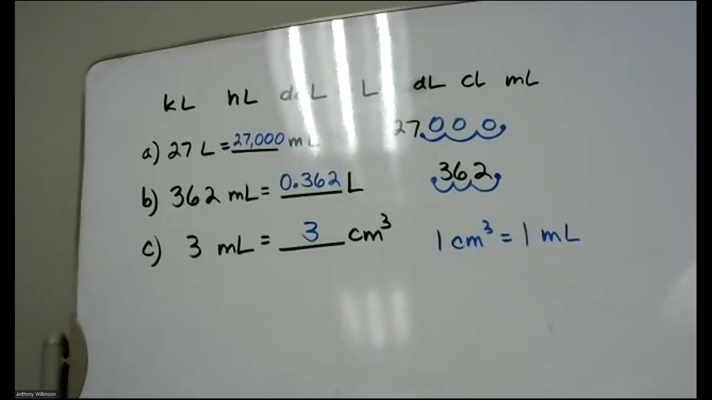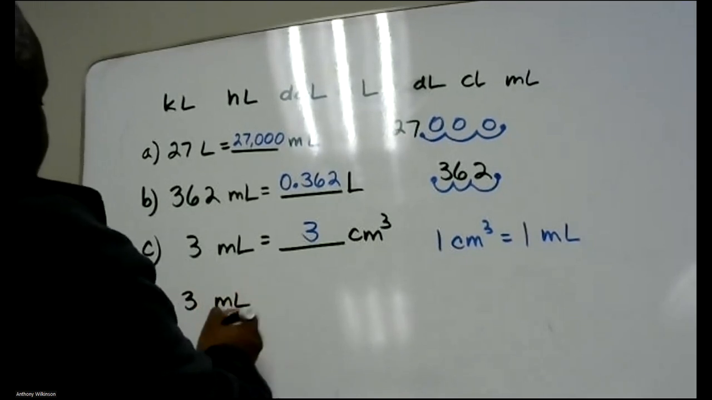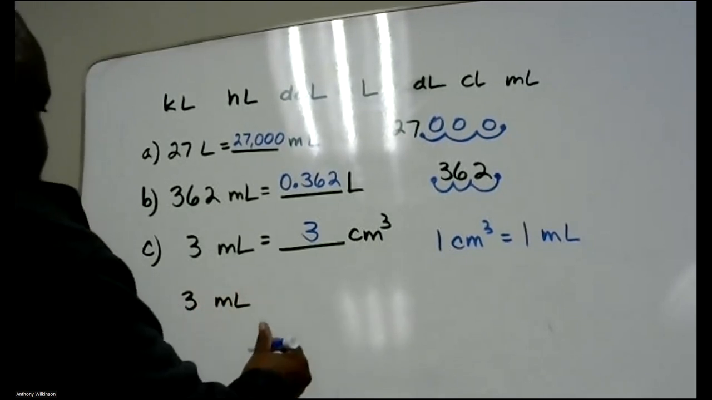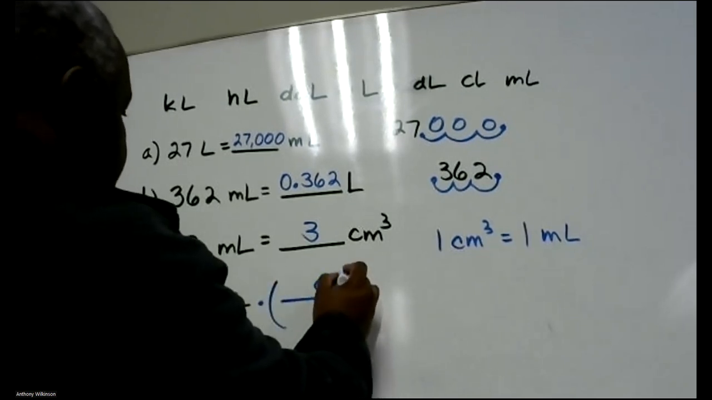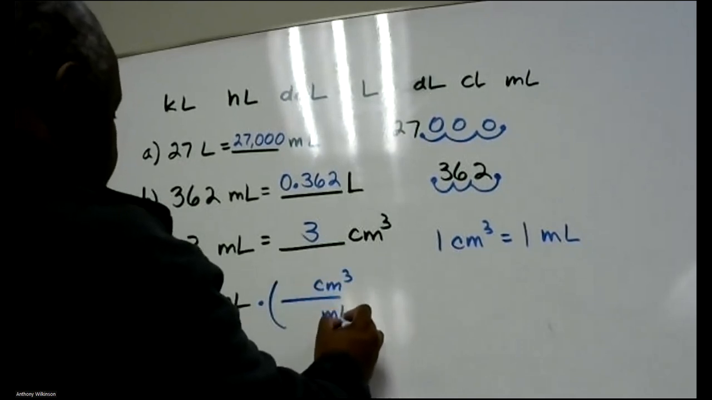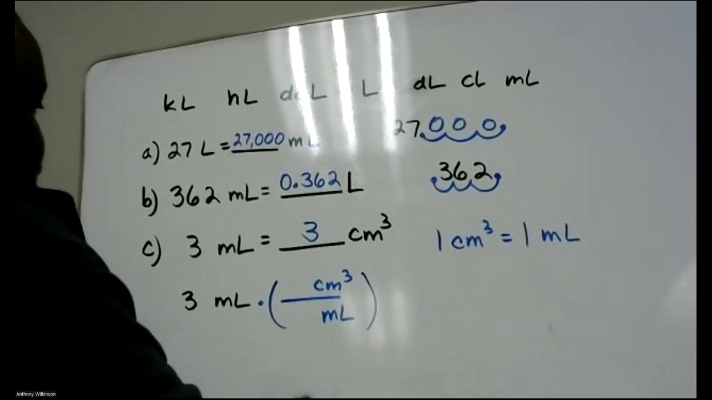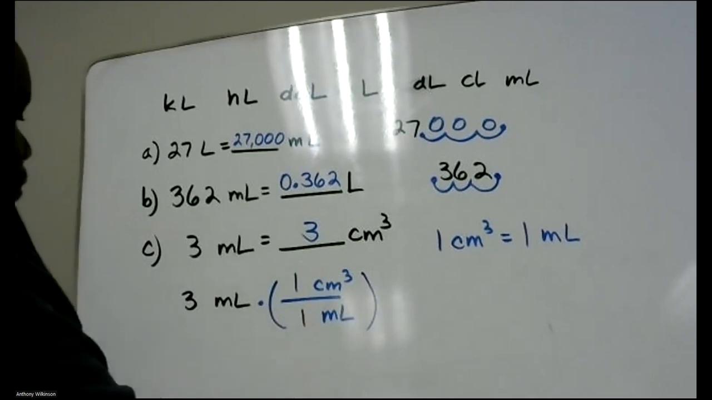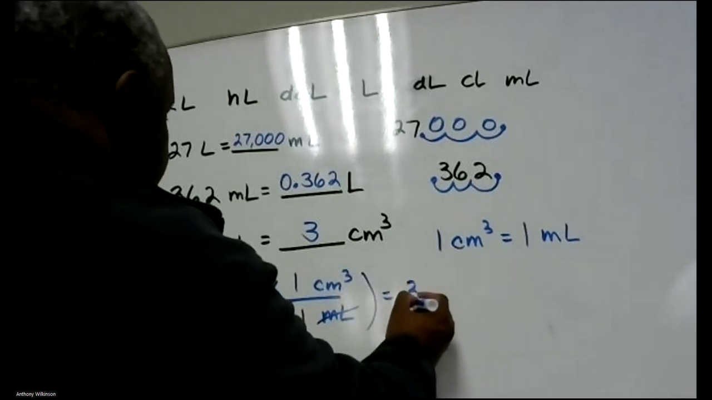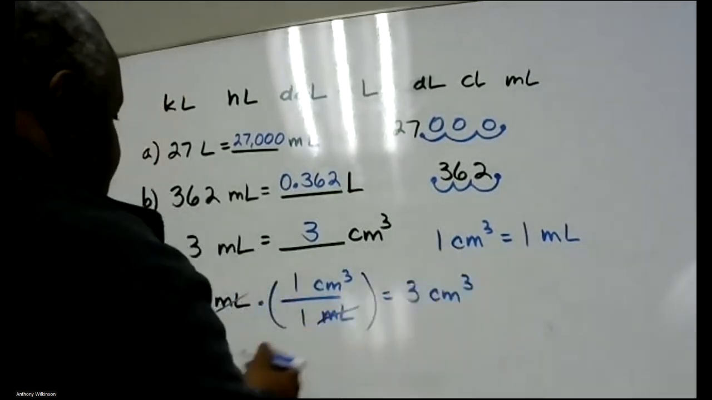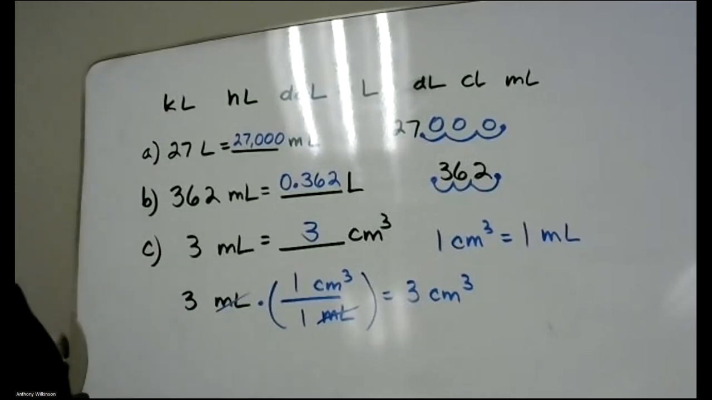Now, if you wanted to, you could convert 3 milliliters using what they call dimensional analysis, and then multiply that by, now we're converting to cubic centimeters, so the cubic centimeters goes in the numerator, we're converting from milliliters, that goes in the denominator. And of course, 1 cubic centimeter has to equal 1 milliliter. And then your milliliters divide out. 3 times 1 would be 3 cubic centimeters. And that is another way you can get that answer.